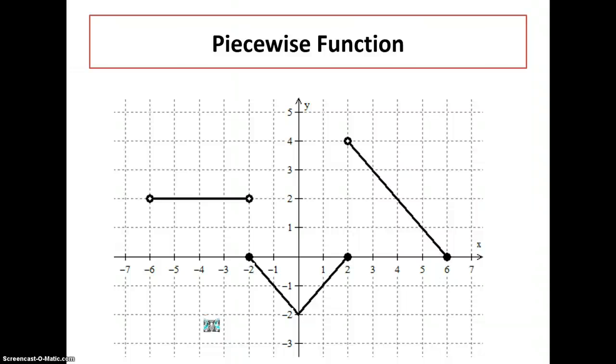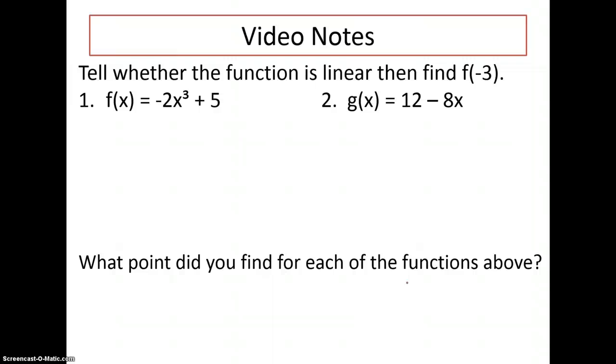So this is just a general picture. This is a piecewise function. It's graphs of lines or absolute values or quadratics or any type of function, but in bits and pieces. So that's what we're going to be leading up to, so you just see where we're headed. So what we're going to do first is just work with this function notation. So first we're going to decide, can we tell if this is linear, which is a line, and then we're going to find f of negative 3.